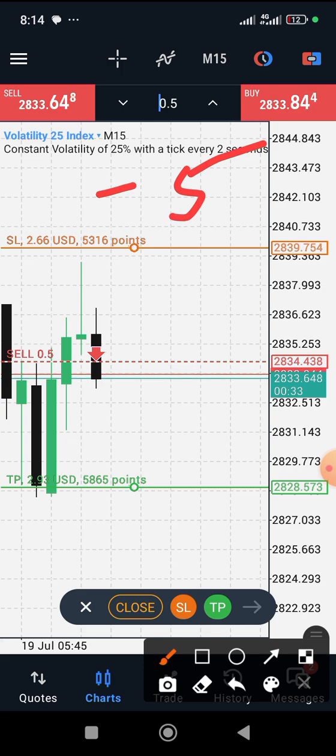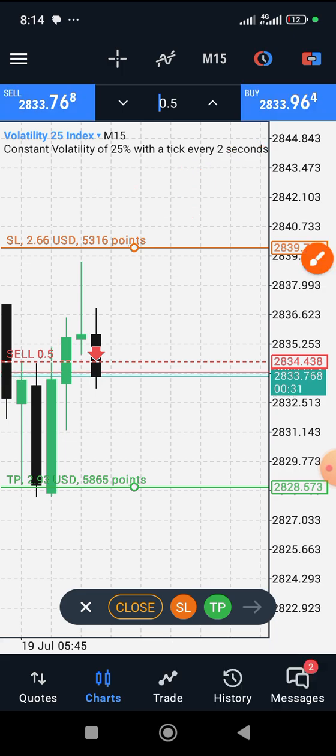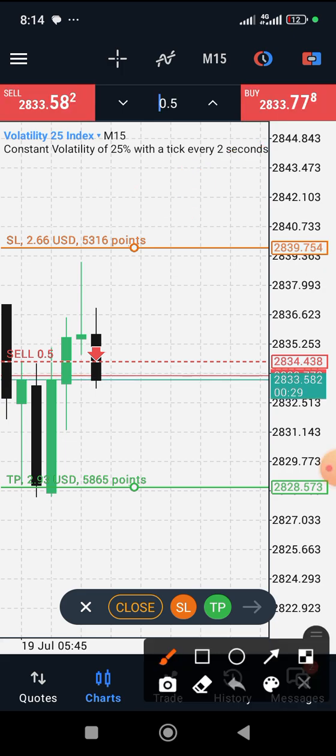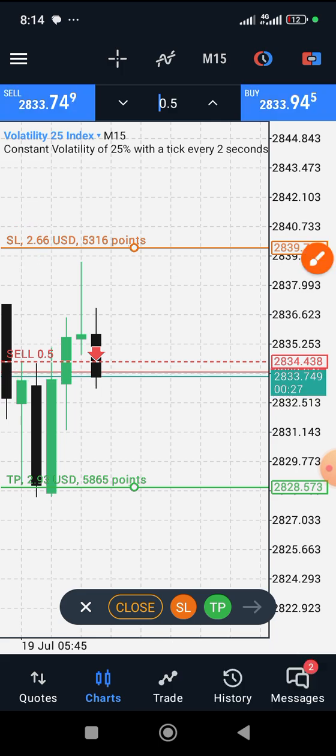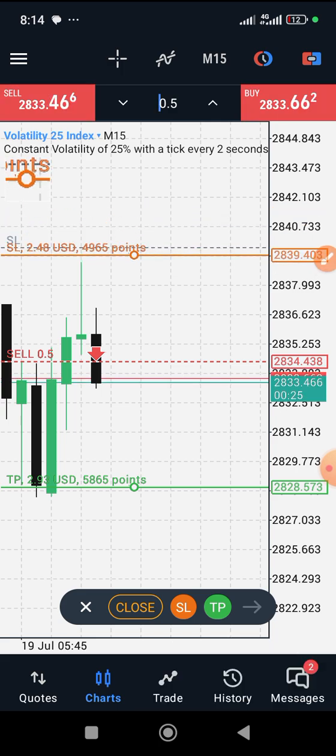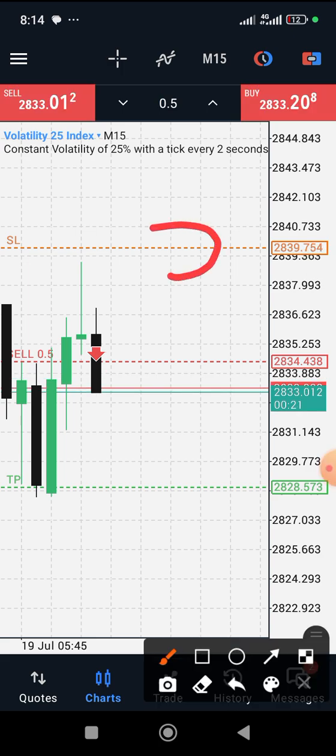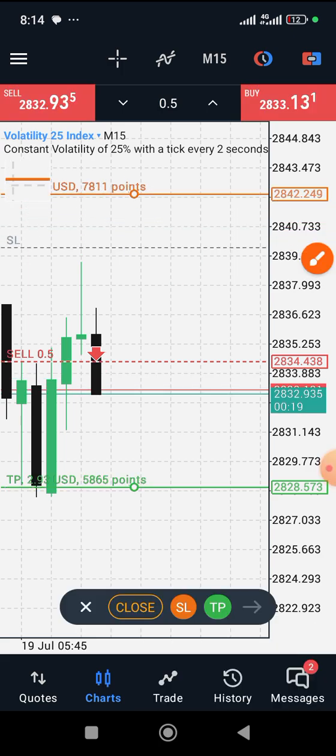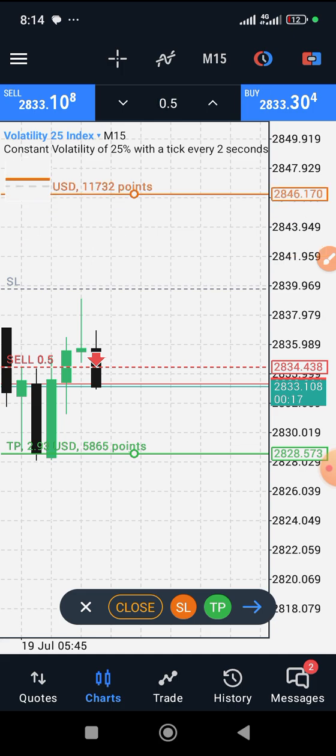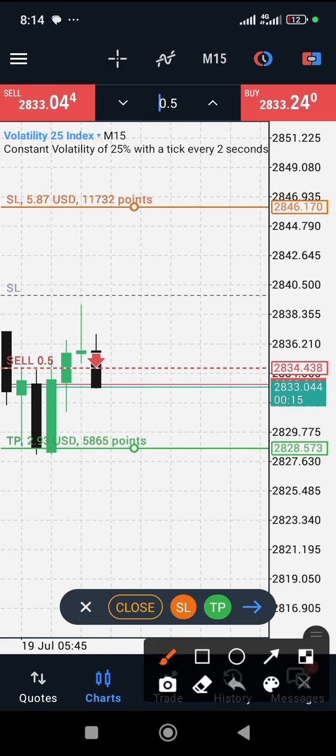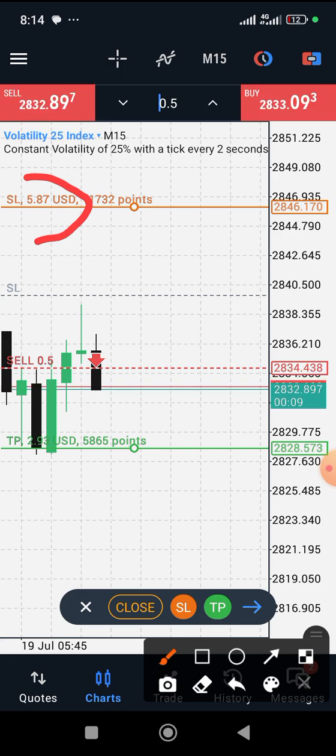But how do I stop myself from seeing -5? I have to make use of the stop loss system, which is this SL, which is why I'm putting my stop loss here. Let me click on the SL. Let me show you something. When the market price gets to this point, look how much I will lose: $5.87. I don't want to lose $5.87.